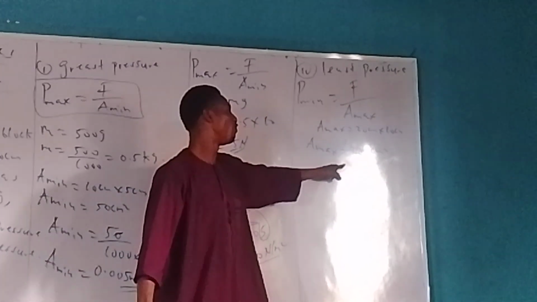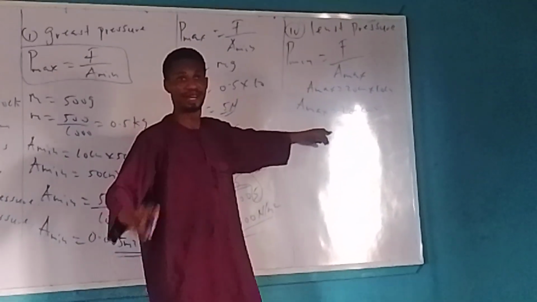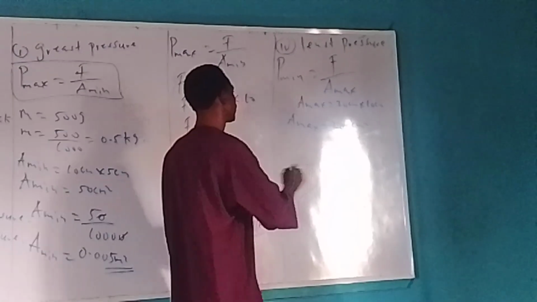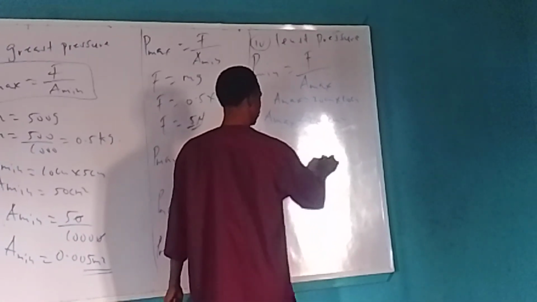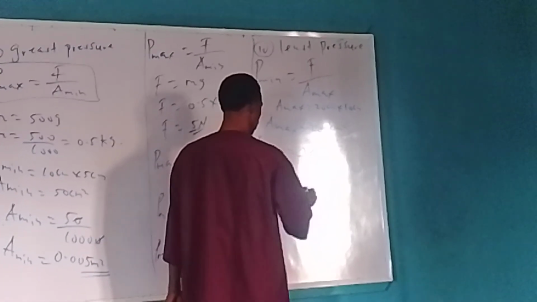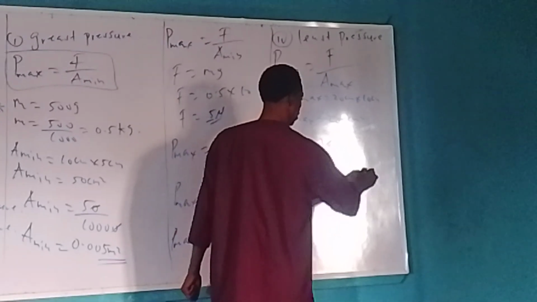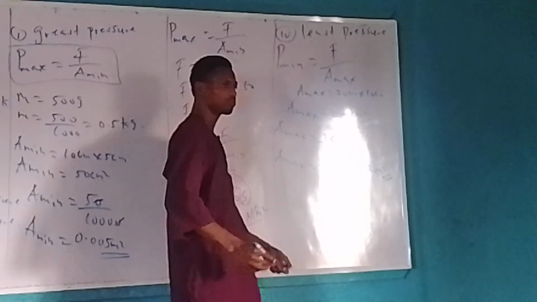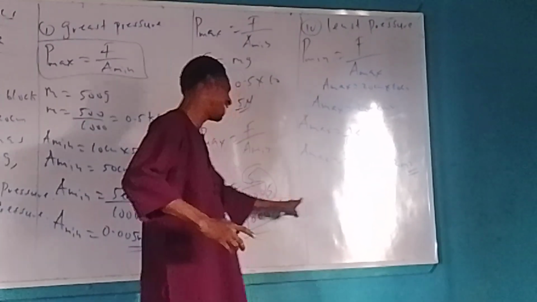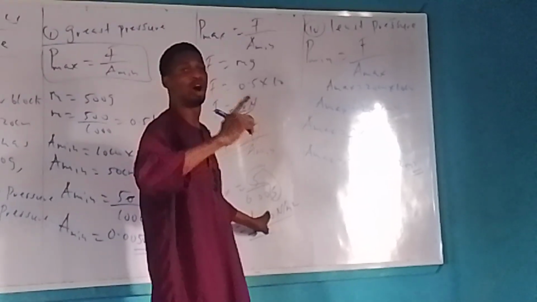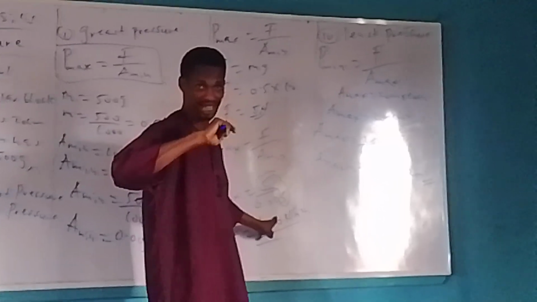Don't forget, you have to convert the centimeter square to meter square. How do you convert centimeter square to meter square? Divided by 10,000. So A max equals 200 divided by 10,000, which is 2 over 100, equal to 0.02 meter square. Therefore, this area is greater than this area B. For you to obtain minimum pressure, the surface area must be large, or greatest.